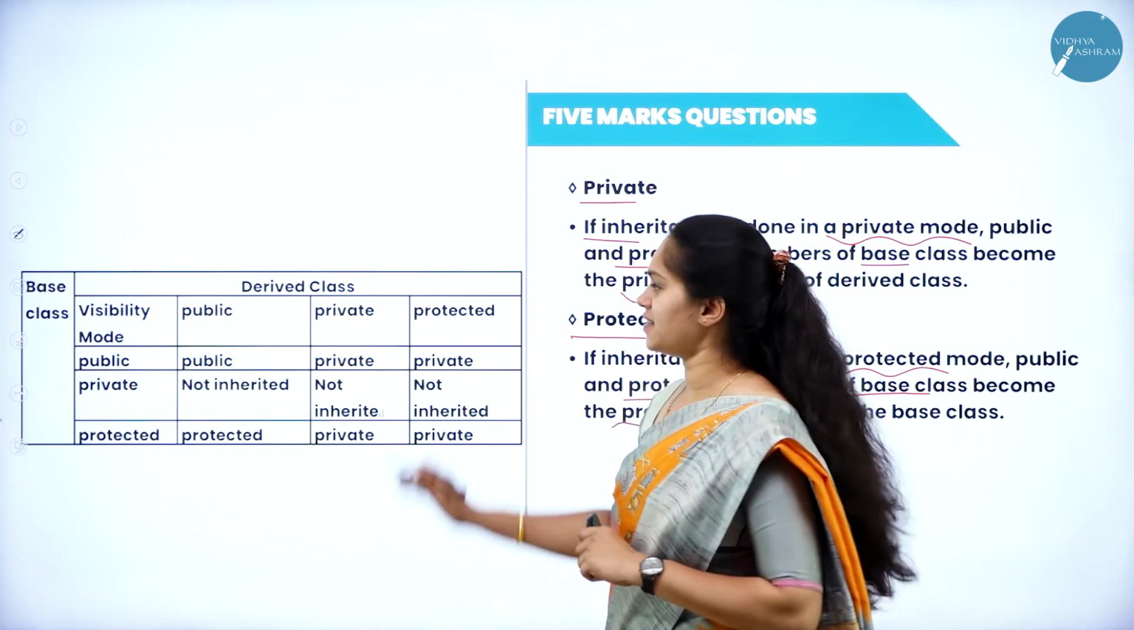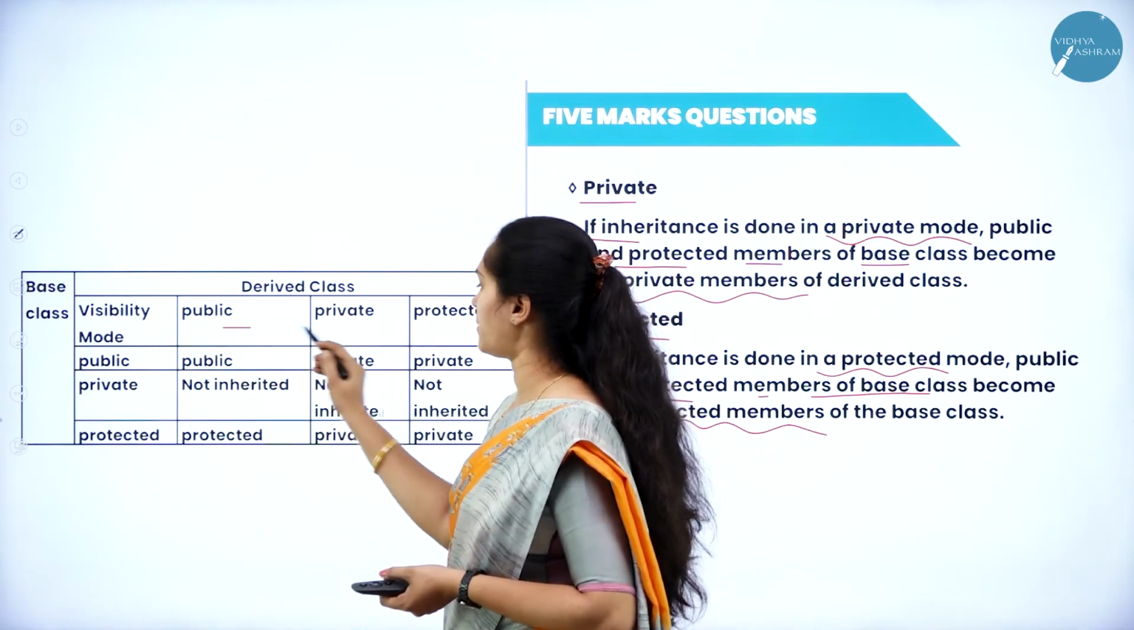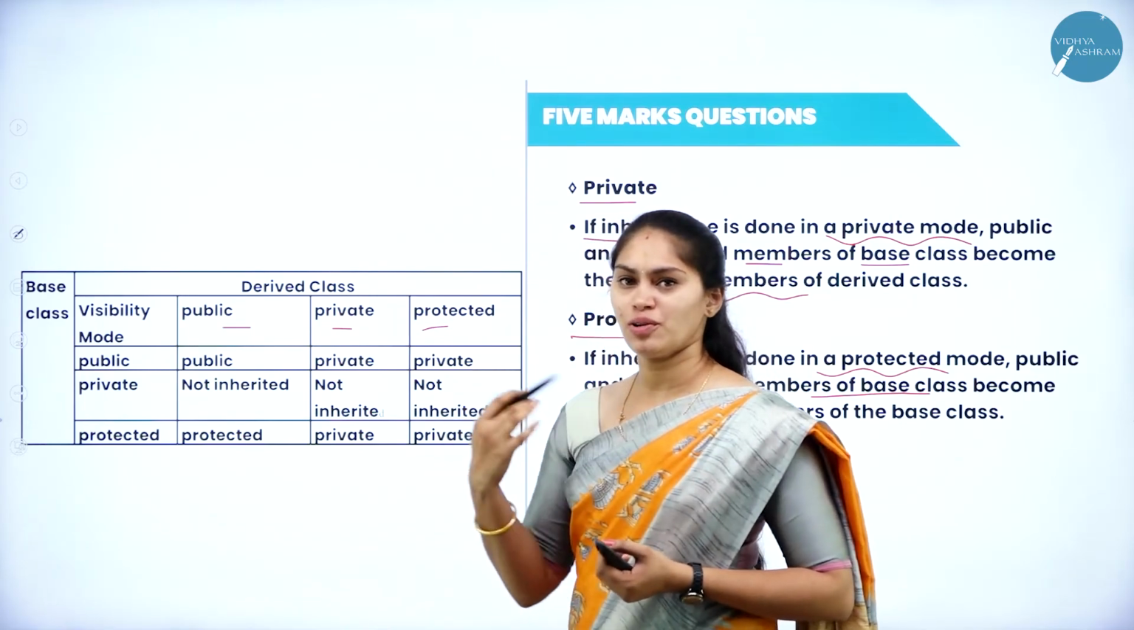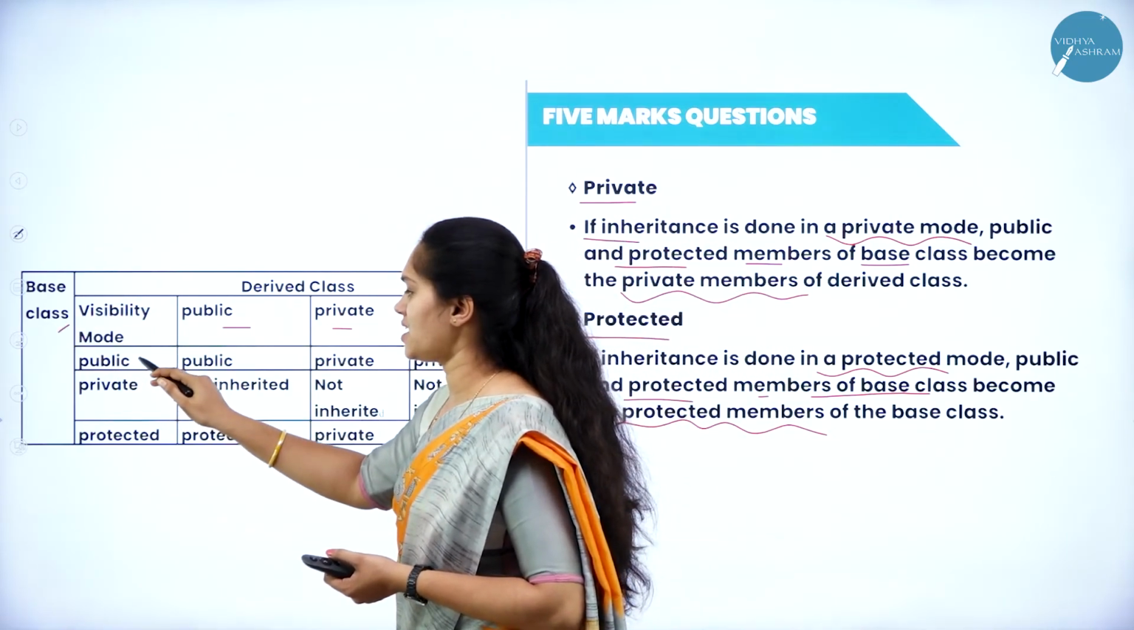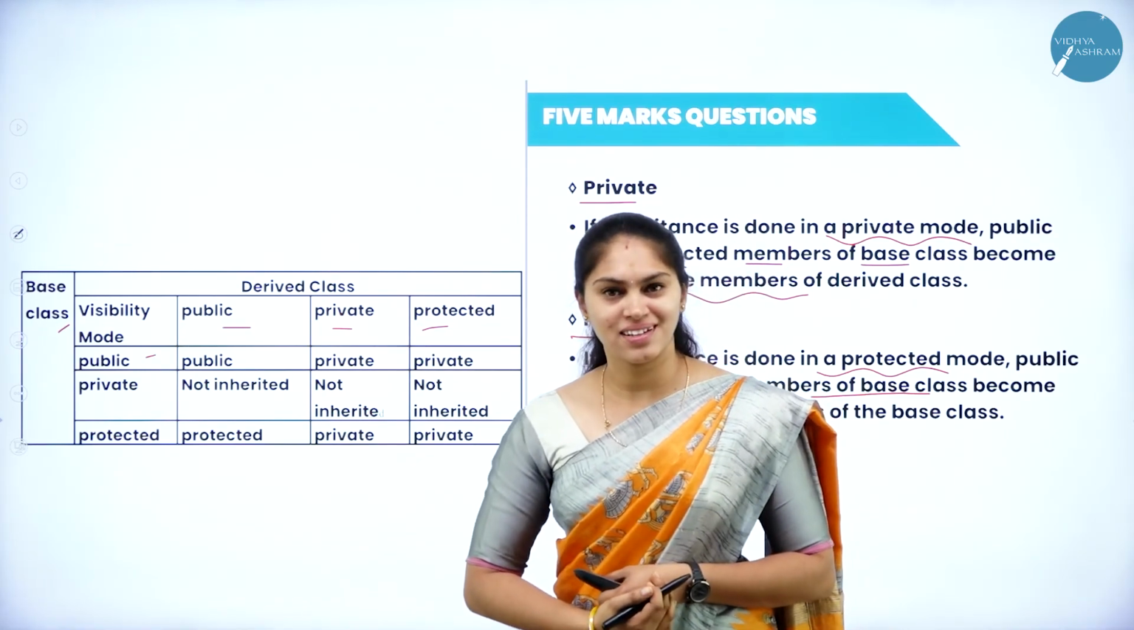So here you can see the tabular column. That means if I take the visibility mode as public, private or protected, what will happen to the content of a base class in the derived class. This is regarding chapter 10, inheritance.